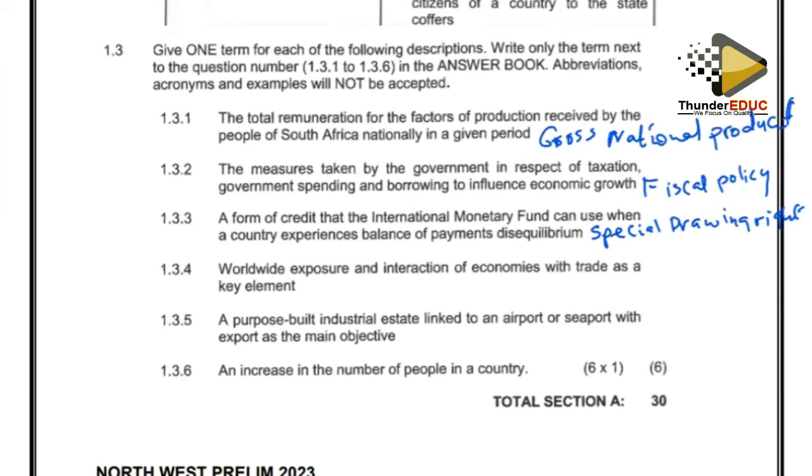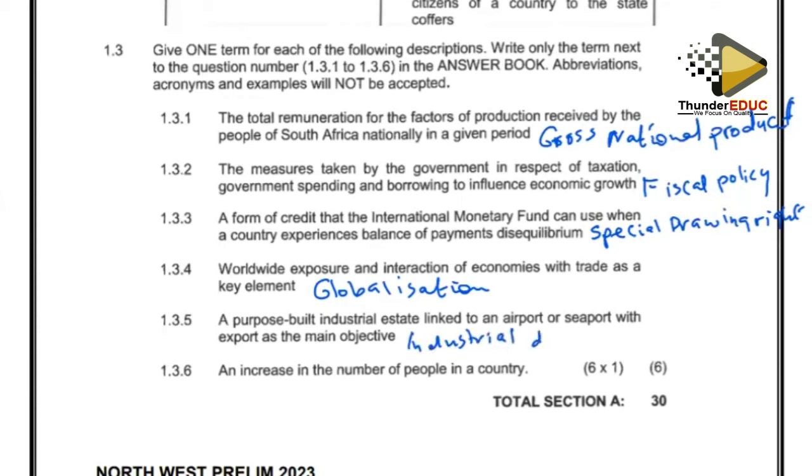1.3.4, we have a worldwide exposure and integration of economies with trade as a key element. This is nothing but globalization. Okay, right. Now, a purpose-built industrial estate linked to an airport or seaport with export as the main objective. This is industrial development zone.